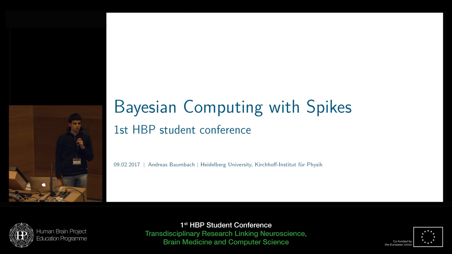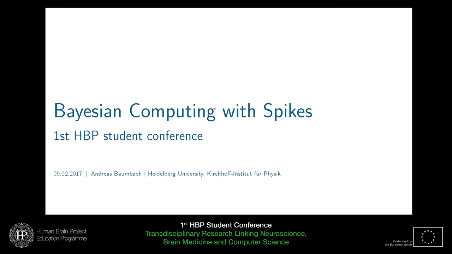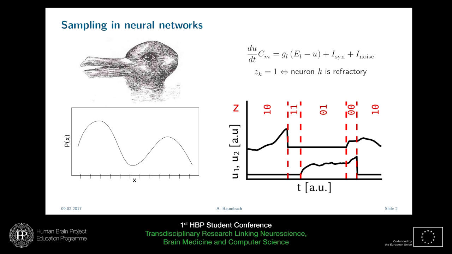Who of you knows Bayesian inference? Okay, not so many. For our purposes, just say that Bayesian inference means deciding what kind of explanation is the best one given the data you have. For example, if you take this example here, this picture is consistent both with a rabbit or with a duck interpretation. And what your brain does is it shows you the interpretation of either it being a duck or it being a rabbit.